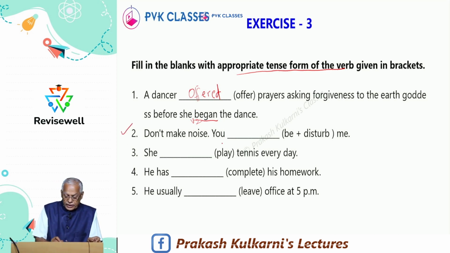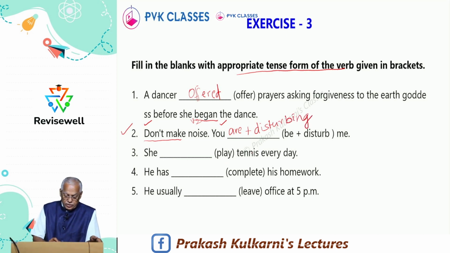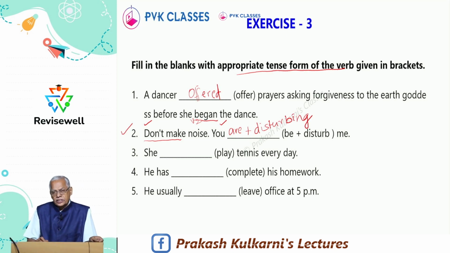Second sentence, don't make noise. You dash be disturb me. So when a sentence starts with a verb, don't make noise, it is an imperative sentence. Do is a present tense verb. Therefore here, I told you, be means you are. When are is there, disturbing me, present continuous. So don't make noise. You are disturbing me. So the correct tense form of the verb is are disturbing. It is a present continuous tense.